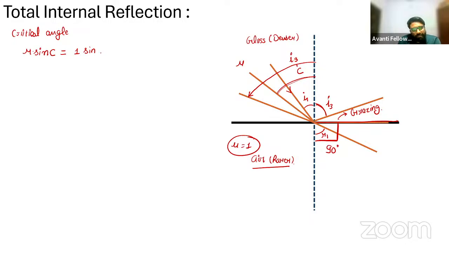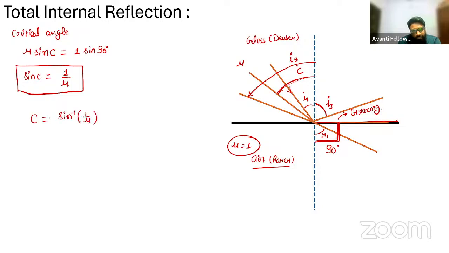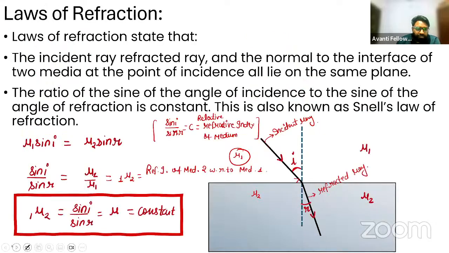So sin 90, does anyone have a doubt about this? See, when we throw the light at an angle C, it grazes the surface after refraction. If it is grazing, what angle does it make with the normal? 90 degrees. So that's why 1 sin C equals mu sin r, where r here is 90 degrees. Mu is 1. So we can say that sin C here is nothing but 1 upon mu. So the critical angle of a medium is given by sine inverse of 1 upon mu. Got it? I hope that you have understood this.